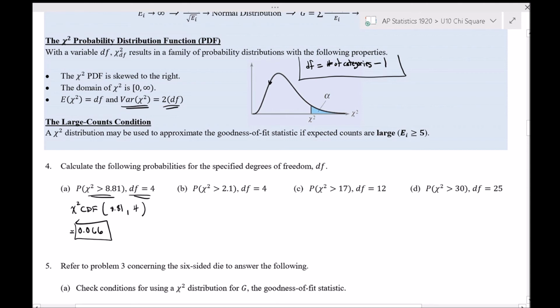So for part B, we have the probability that chi-square is greater than 2.1. Degrees of freedom is 4 again. So really what we're doing is using the exact same thing that we did for part A, and we're changing the lower bound to 2.1. And if we're changing the lower bound from 8.81 to 2.1, the left endpoint is getting smaller. We're expecting the area to increase, I think. So the area should get bigger. So we're going to get a number that's bigger than 0.066.